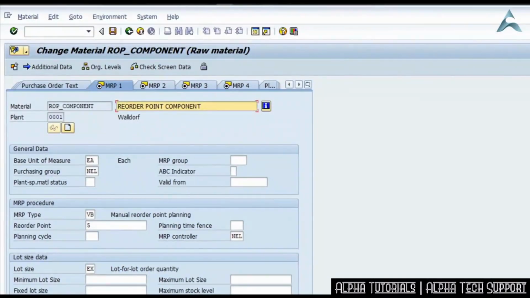In order to tell SAP that the material should be planned using the reorder point method, you have to give it the MRP type of VB. The VB MRP type is a manual reorder point planning, and that simply means that you are manually determining what the reorder point quantity shall be. In this case, I have a reorder point set to 5. 5 eaches. When my available inventory drops below 5 eaches, the planning engine will automatically create a receipt element to replenish the inventory back up to that reorder point threshold.